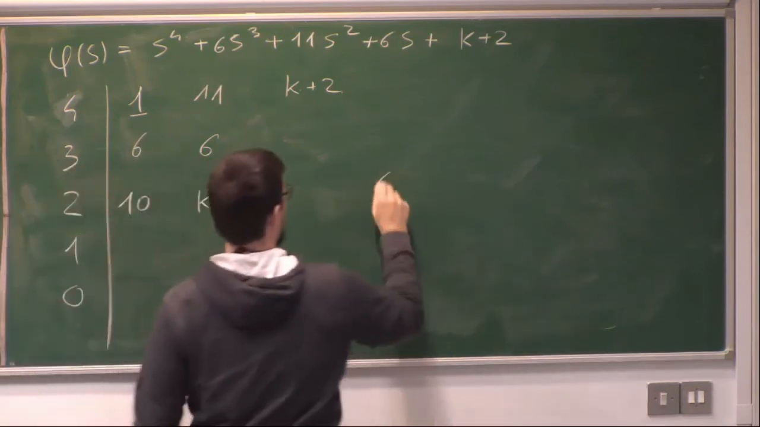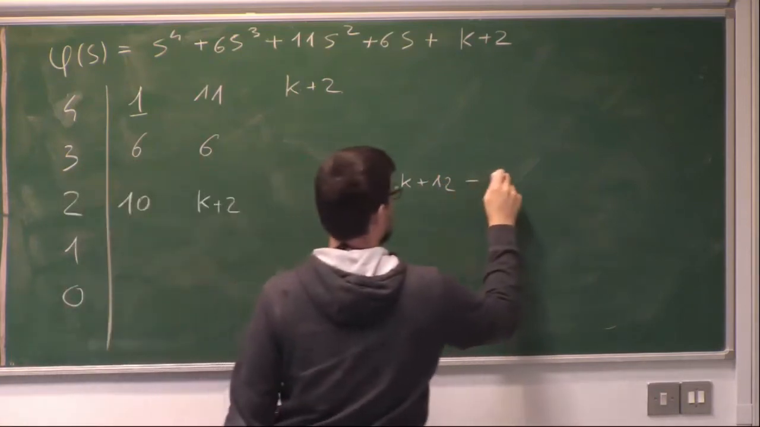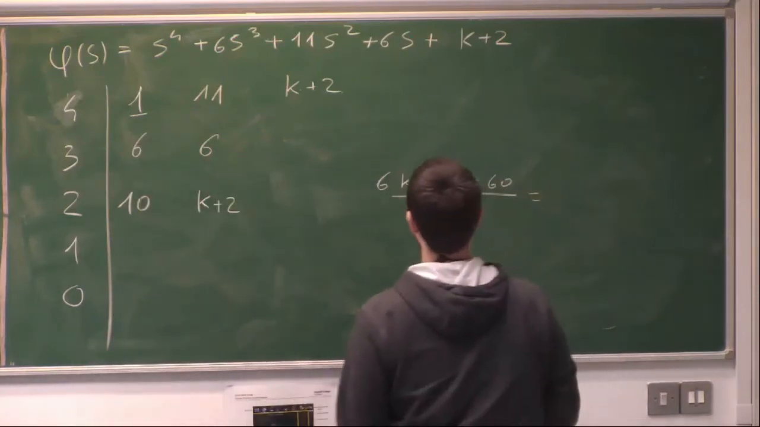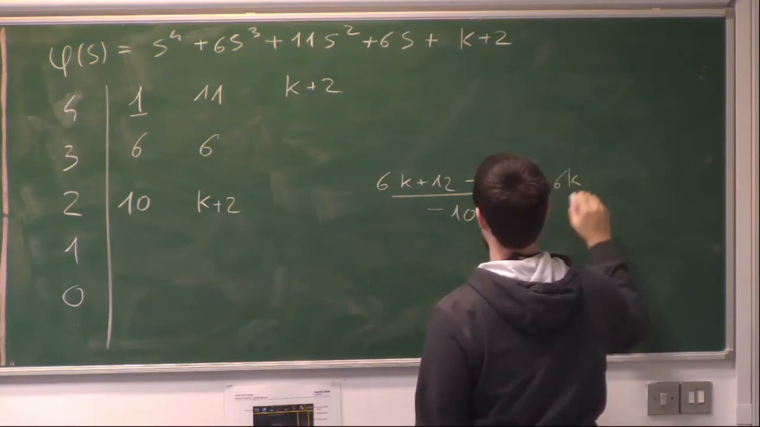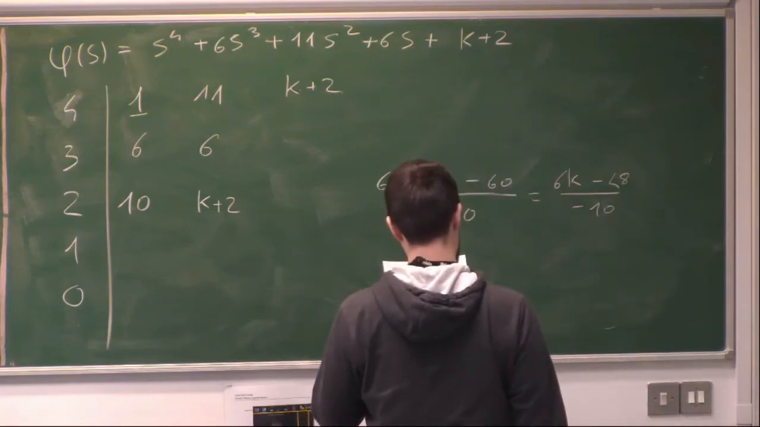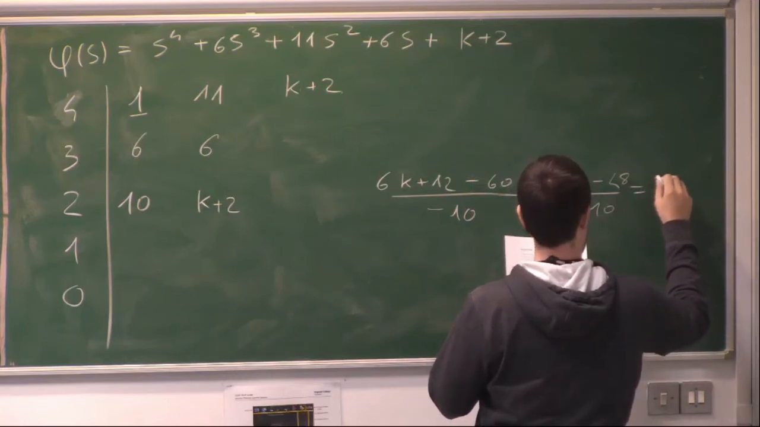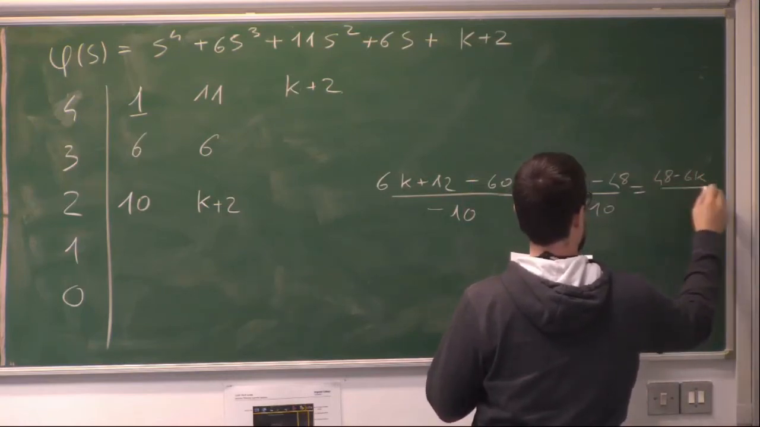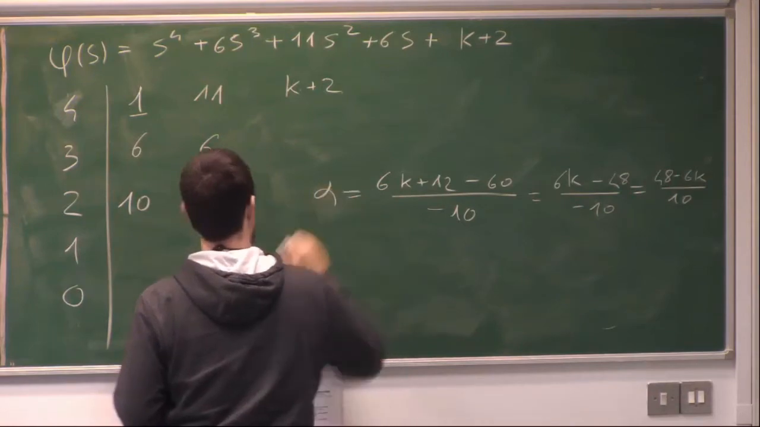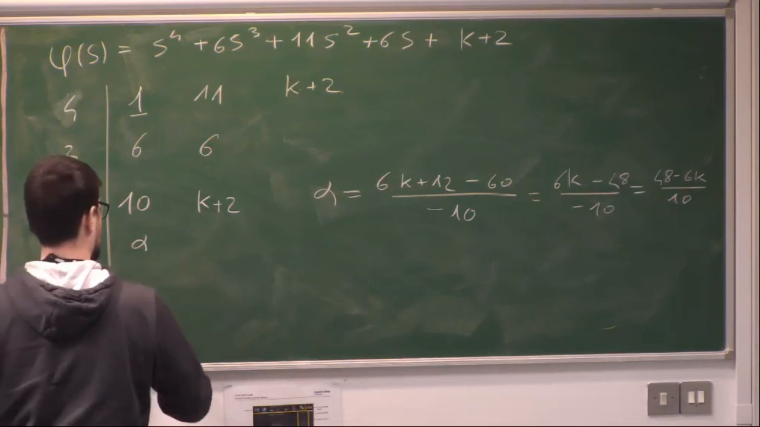And now we want to compute this element here. So this will be 6k plus 12, that is this times this, minus 60, divided by minus 10. So this is actually equal to 6k minus 48 divided by minus 10. Is there a nicer way to write it? No, this is it. Let's write it as 48 minus 6k divided by 10. And for now, this is fine. So we call this alpha, and this is alpha. And now the term here will be k plus 2.